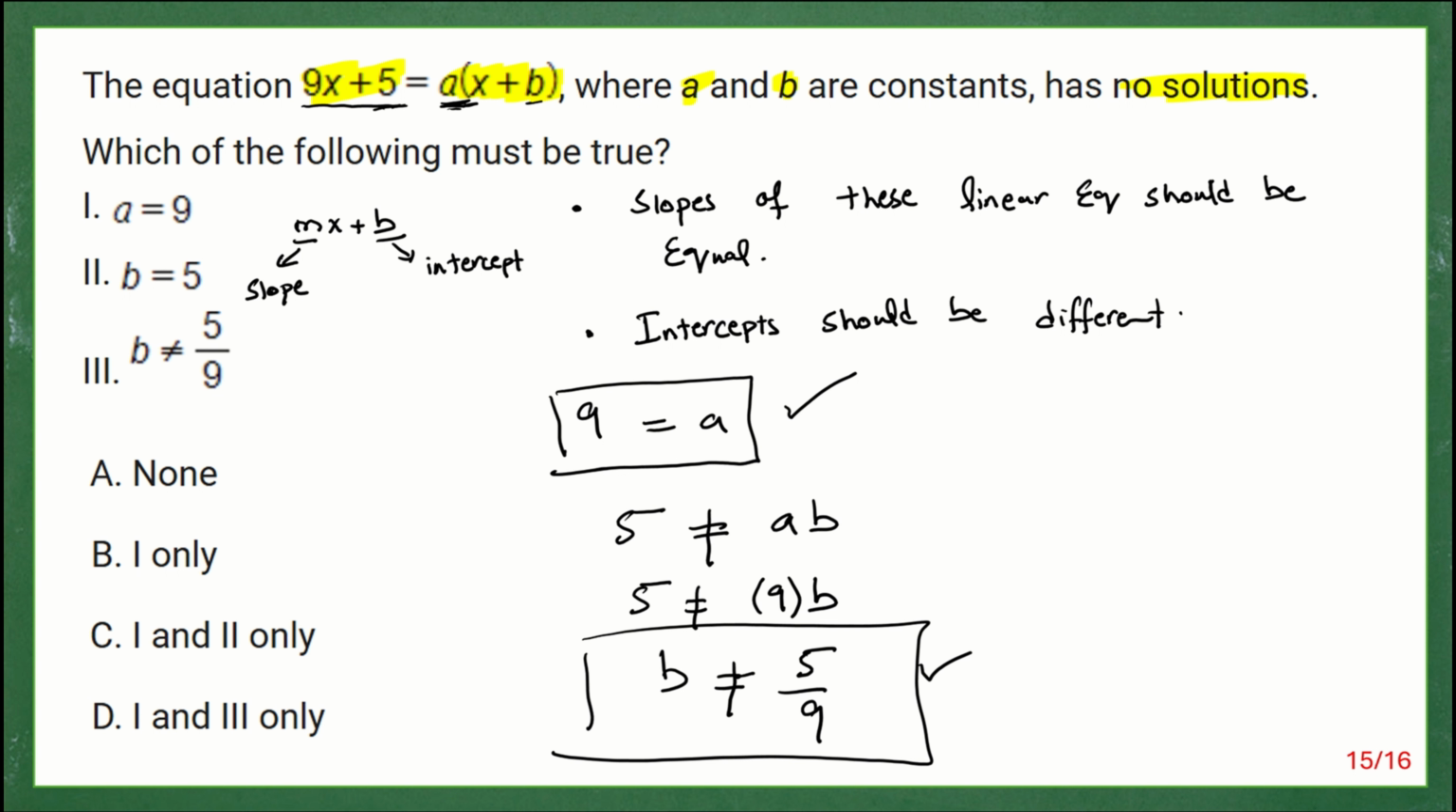Okay, now based on these two expressions, let's see our options here. They're asking which statement must be true. I have a equals 9, that is true, and I have b not equal to 5 over 9, that is true as well. So the only option I see here is option number D, that 1 and 3 are correct in the above question.